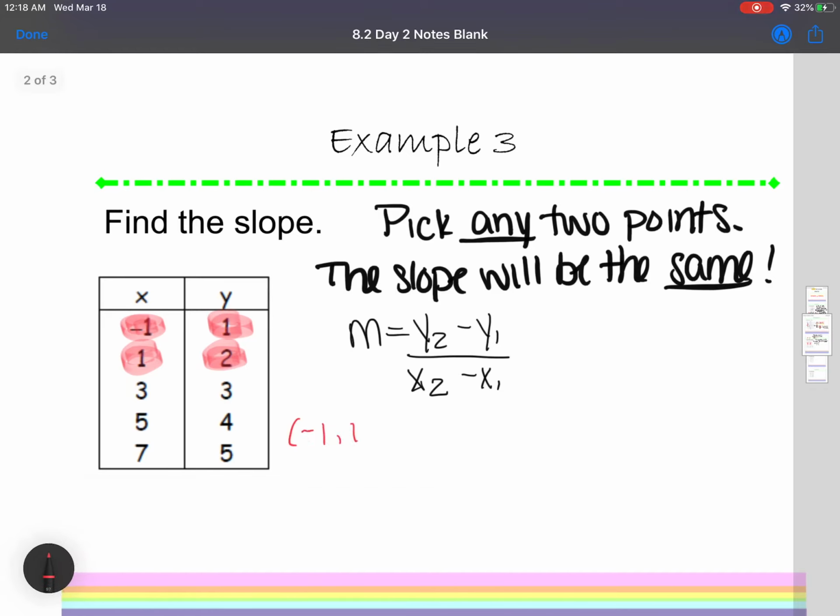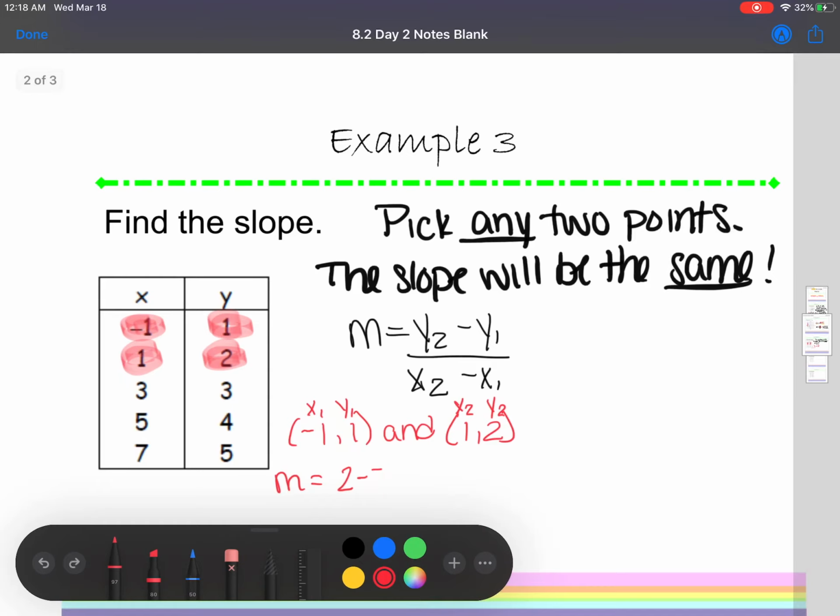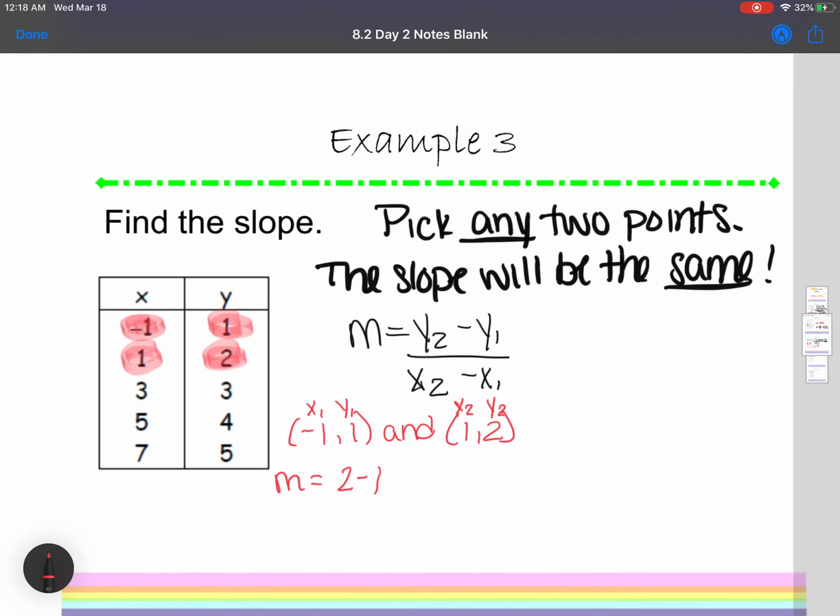So using negative 1, 1 and 1, 2, that will be x1, y1, x2, y2. All right, change my y's. 2 minus 1 over 1 minus negative 1. This becomes 2 minus 1 over 1 plus 1, or 1 over 2.